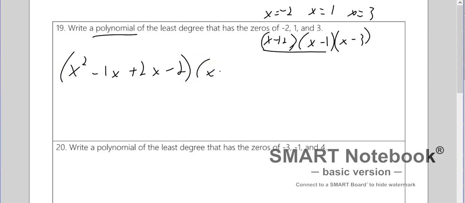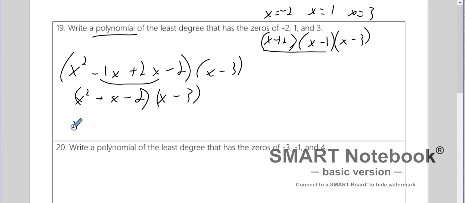All that times x minus 3. But I'm going to join like terms first. So x squared, 2x minus x is plus 1x minus 2, times x minus 3. Now I'm going to distribute the x through the trinomial. So x times x squared is x cubed. X times x is x squared. X times negative 2 is negative 2x.